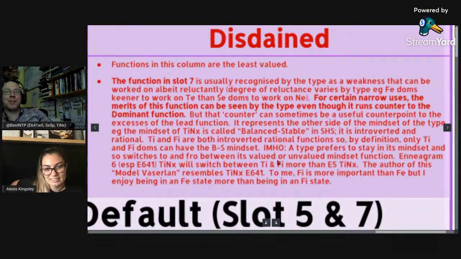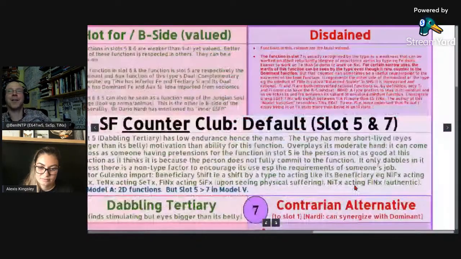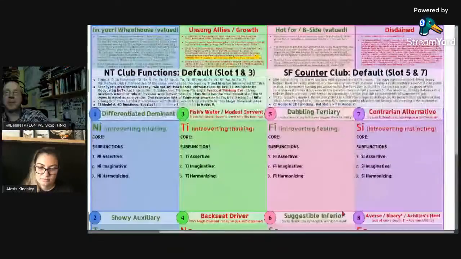A type prefers to stay in its mindset, switches between the mindset and the unvalued mindset. Enneagram 6, especially 641, INTP will switch between TI and FI more than an E5 INTP. The author of this model, Vaserlan, resembles this. To me, FI is more important than FE, but I enjoy being in an FE state more than being in an FI state.